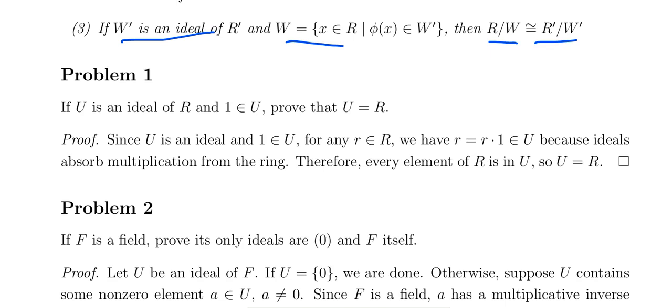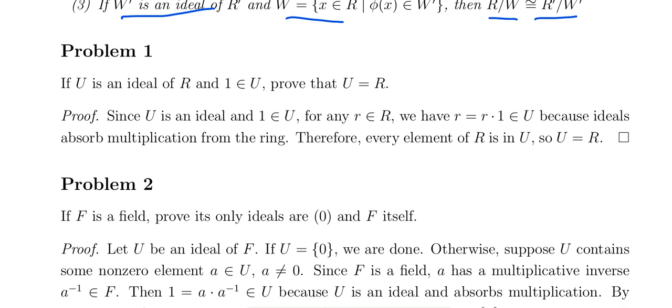And a problem: U is an ideal of R, and 1 belongs to U. Then U is equal to R. So how to get U equal to R? U is an ideal and 1 belongs to U. So for any r belongs to R, by the definition of the ideal, r times 1 belongs to U. That means r belongs to U. So for every r belongs to R, r belongs to U. Now obviously U equals R. It's a very simple idea.